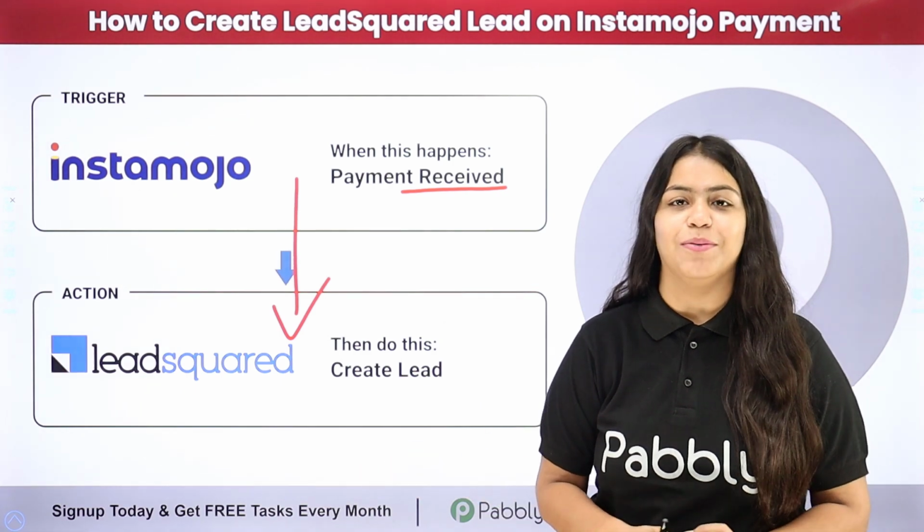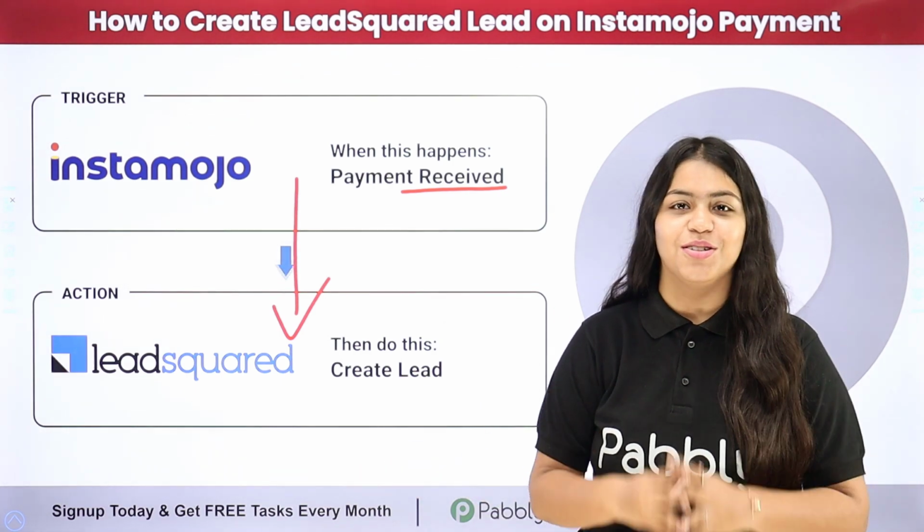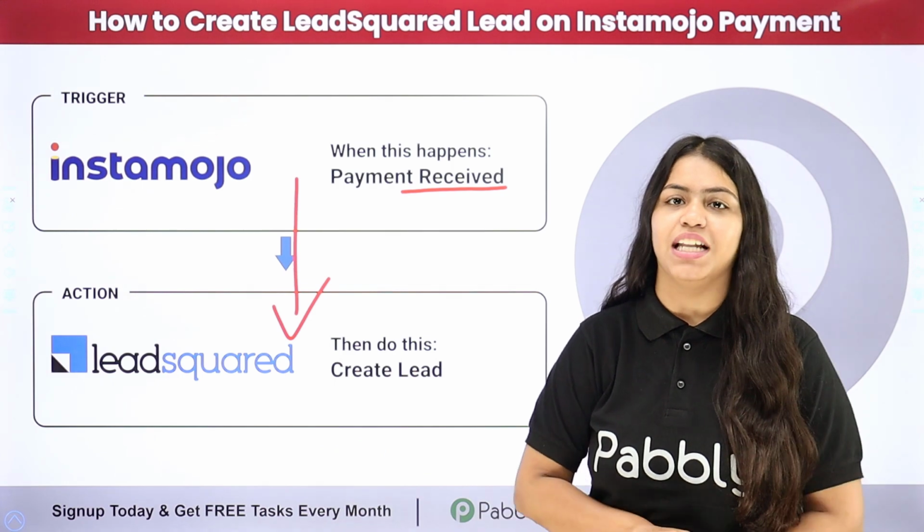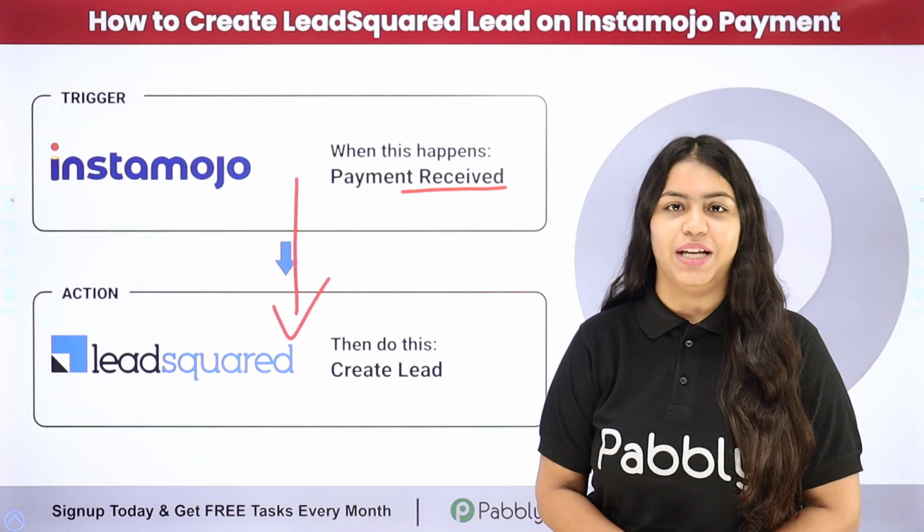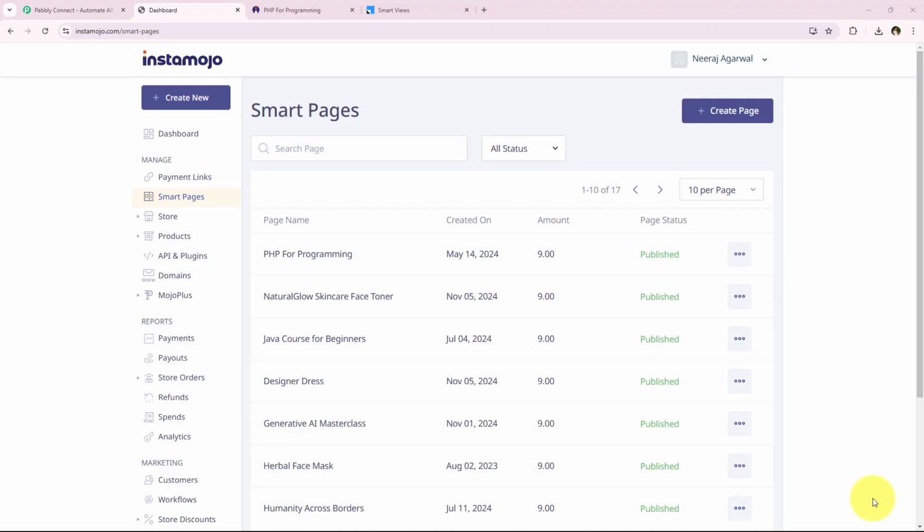It is an amazing automation software. So do you also wish to learn this process step by step? Then let me take you to my computer screen. Welcome to my screen, everyone. So in this video, I'll show you how to automatically create a LeadSquared lead whenever a payment is made on Instamojo. This integration helps you to capture valuable customer information seamlessly and to follow up quickly and efficiently with them. So let's get started with a really simple example.